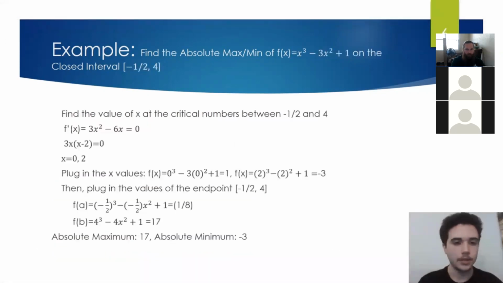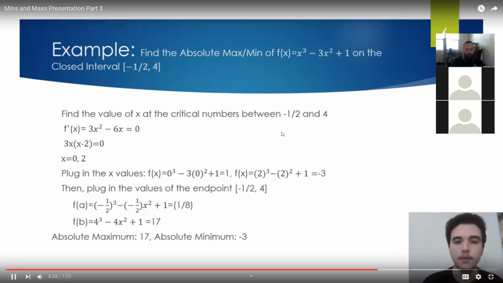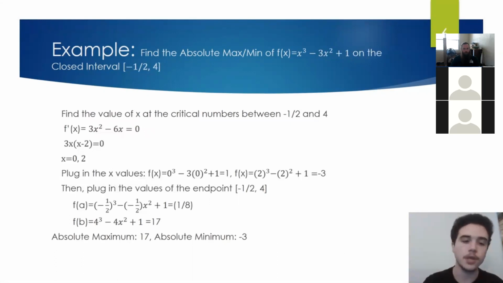So in this next example, we do pretty much the exact same thing. Find the absolute maximum and minimum of f of x equals x cubed minus 3x squared plus 1 on the closed interval negative 1/2 comma 4. So we're going to find the value of x at the critical numbers between negative 1/2 and 4. The first thing that we do is we find the derivative of the function using the power rule. So we get f prime of x equals 3x squared minus 6x.